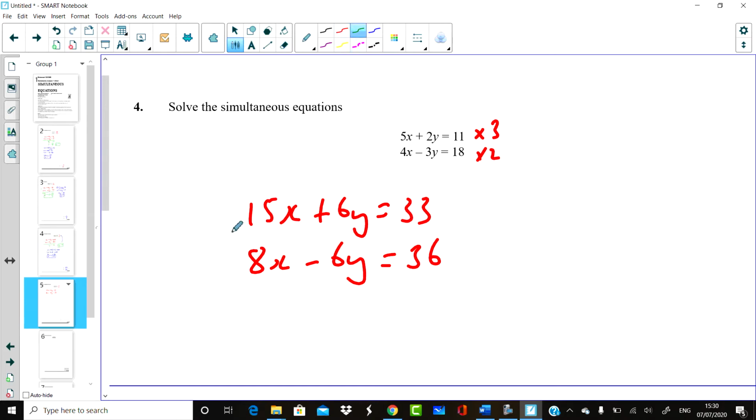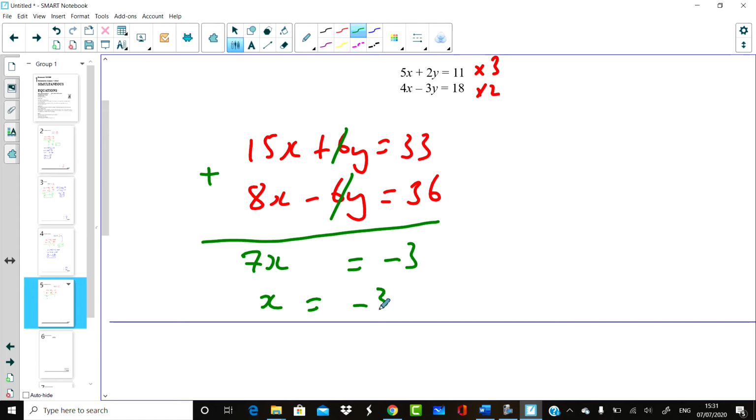Now what we can do here is add both equations. The reason is that 6y plus negative 6y is just 6 take away 6, so that's going to give us 0y, and we can eliminate this. So we have 15 take away 8, that's just going to be 7x. These cancel out, so we can cross them out. And 33 take away 36 is going to equal minus 3. So our x value is negative 3 over 7.